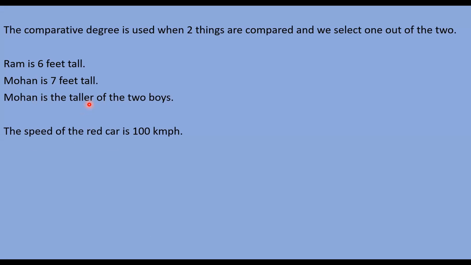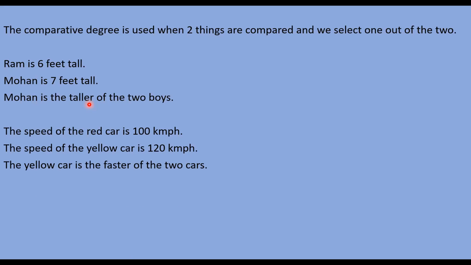See the next example. Suppose that the speed of the red car is 100 km per hour and the speed of the yellow car is 120 km per hour. If we want to make a comparison, two things are here. We need to say: the yellow car is the faster of the two cars. I have used the comparative degree, the second degree, here. We are making a comparison and selecting which is faster. That's why we need to use the comparative degree here. Clear?